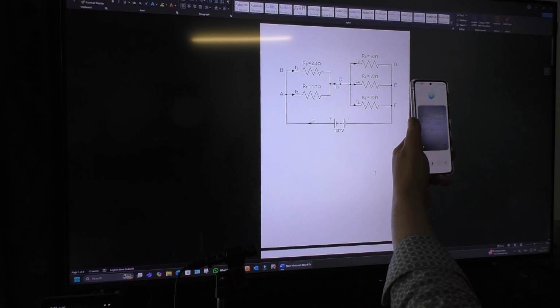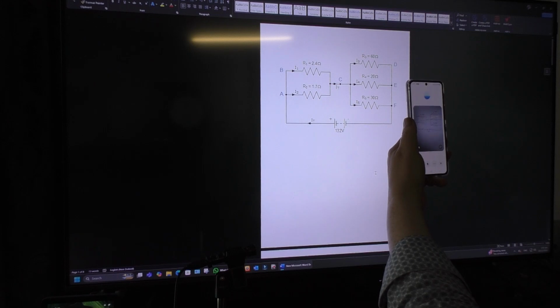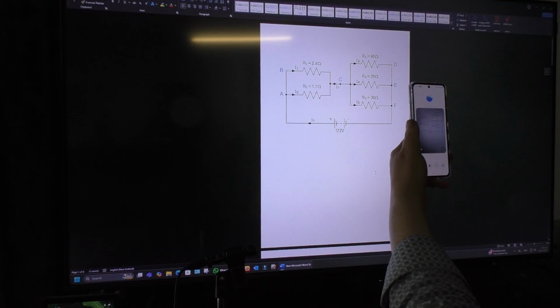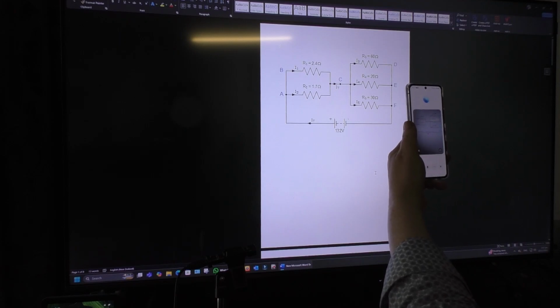Sure. To find the total current IT at node C, we need to determine the equivalent resistance and then use Ohm's law. First, we find the equivalent resistance of the parallel and series combinations. Then, we can divide the total voltage by this resistance. Let's work through it step by step.